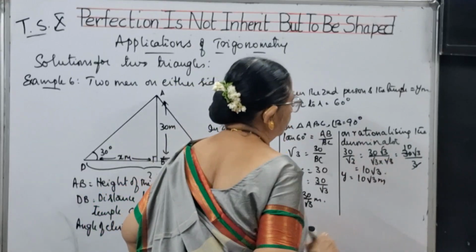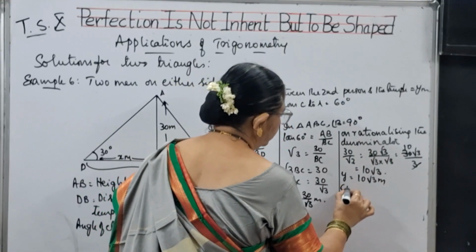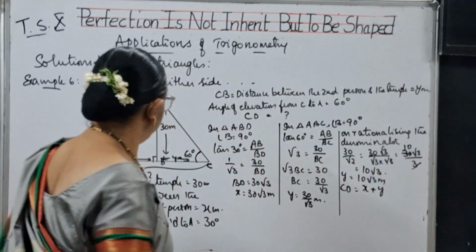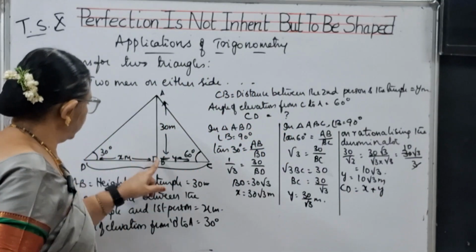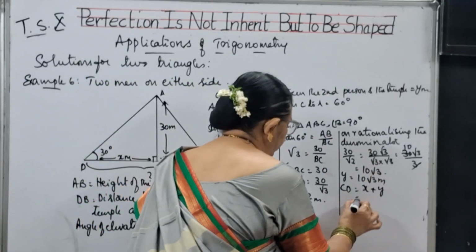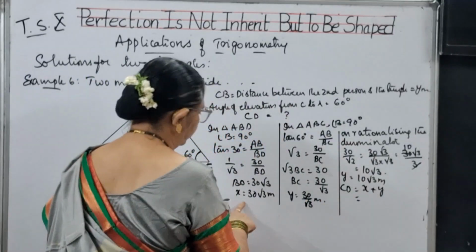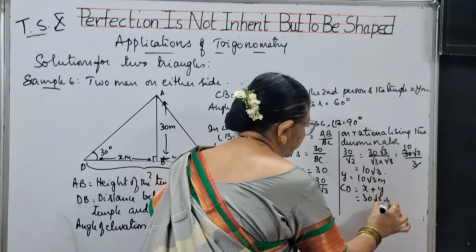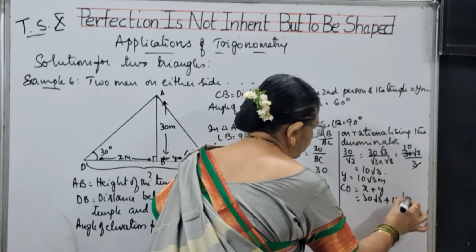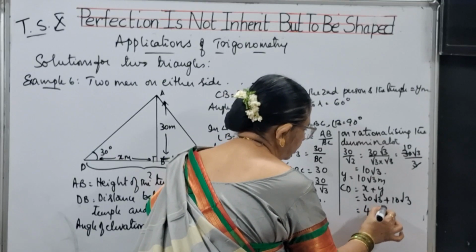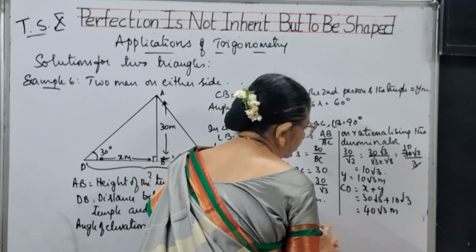I have made it as 10 root 3 meters. Now CD is equal to x plus y, isn't it? CD, here to here x, here to here y, x plus y. So what is x? x is how much we have got? 30 root 3 plus y is 10 root 3. So 30 plus 10, 40 root 3 meters.